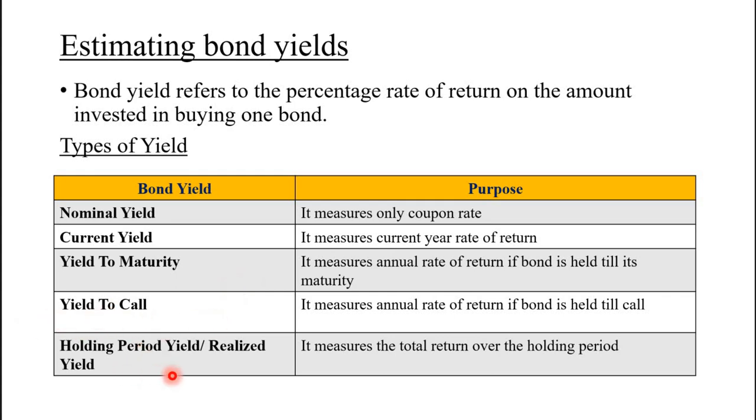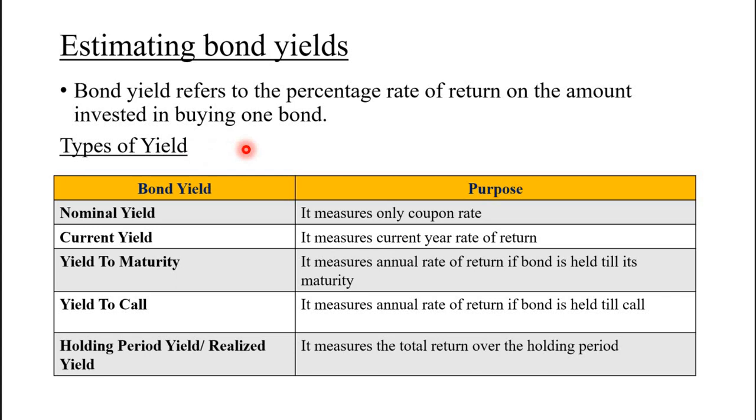Next is holding period yield or realized yield. What we measure in this is the total return over the holding period. For how many days you are holding that bond, that investment or security, during that period, the total you earned will be calculated under holding period yield. In simple words, it measures the total return over the holding period. These are the main five types of yields under the bond.